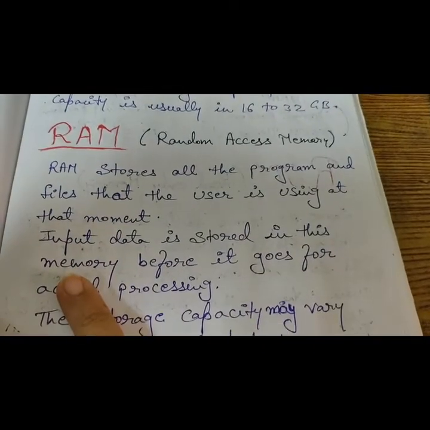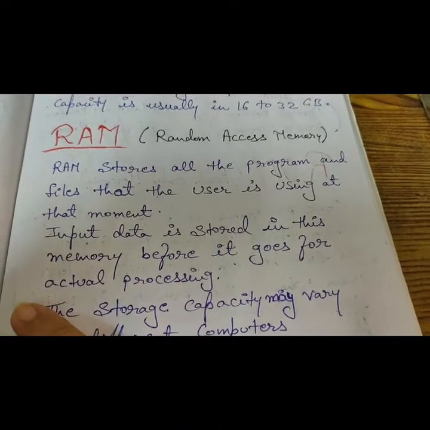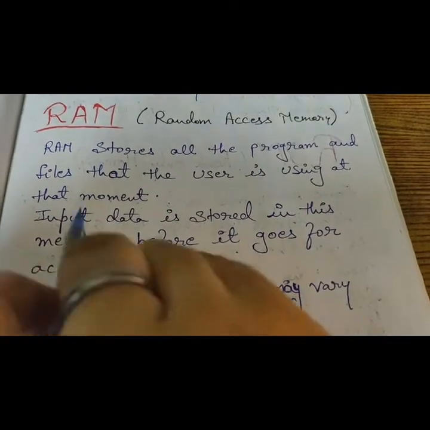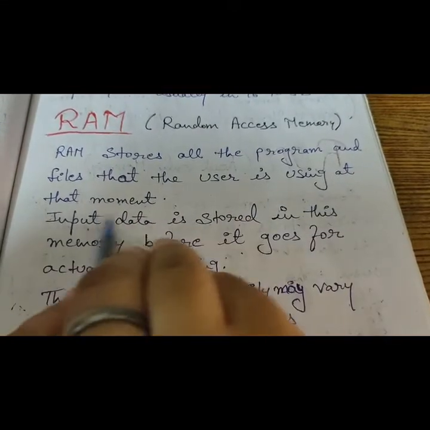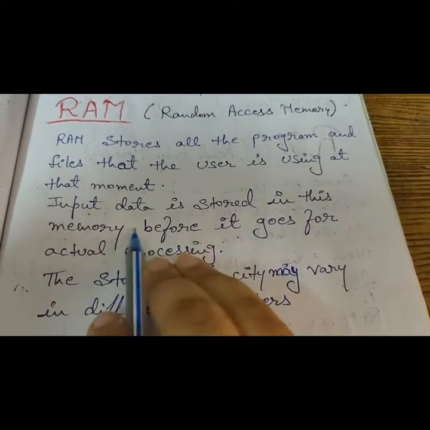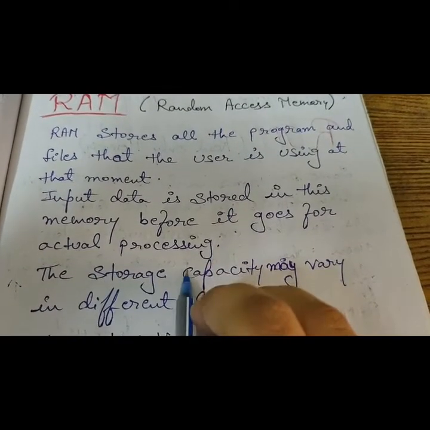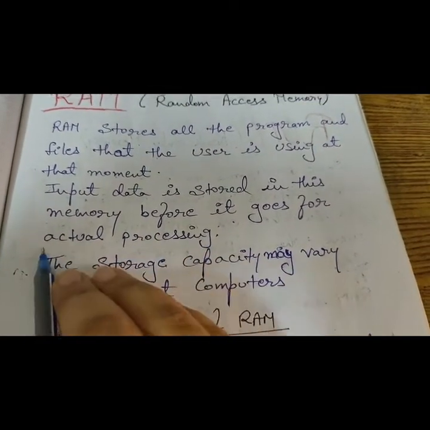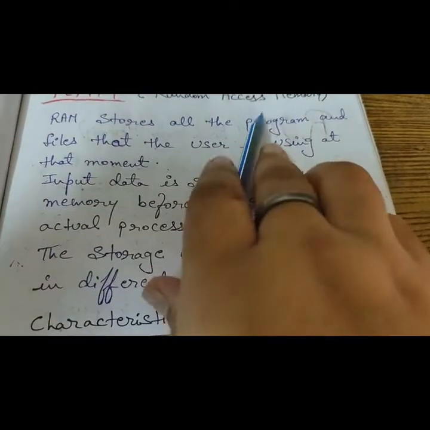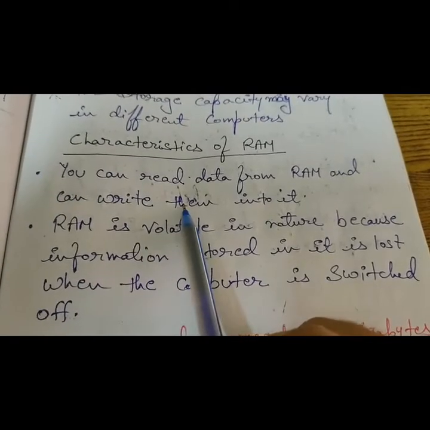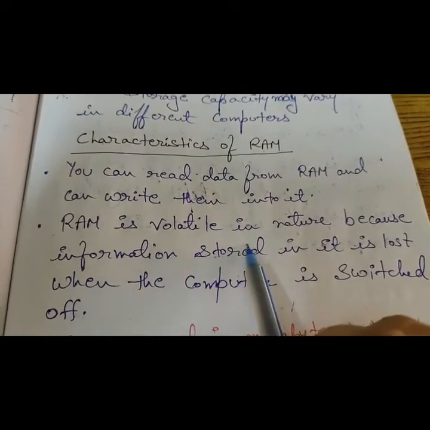Now comes the types of primary memory. First type is RAM, which is also known as random access memory. RAM stores all the programs and files that the user is using at that moment. Input data is stored in the memory before it goes for actual processing. Before going on the processing way, the input data is stored in primary memory. You can read data from RAM and you can write into it. RAM is volatile in nature.